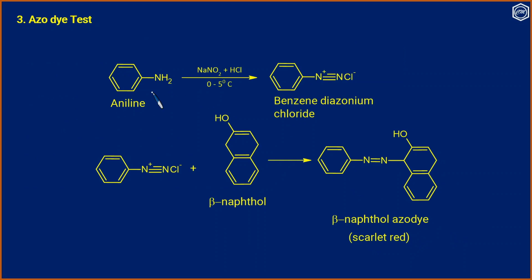The reaction can be represented like this. So aniline reacts with sodium nitrite and HCl at about 0 to 5 degrees Celsius, and we get benzene diazonium chloride. And the benzene diazonium chloride now couples with beta-naphthol. And this is the scarlet red dye, beta-naphthol azo dye.